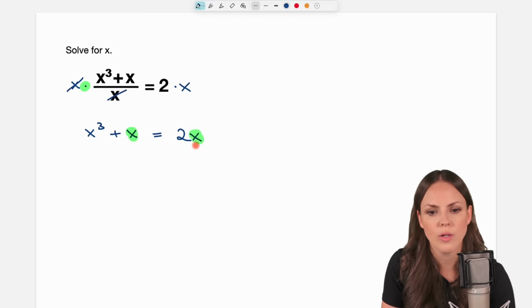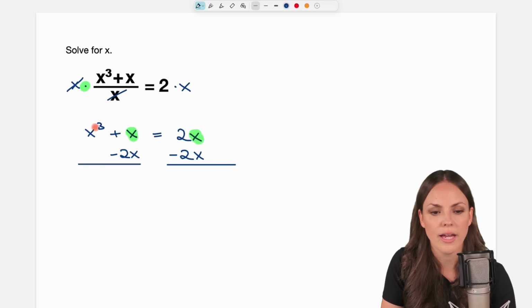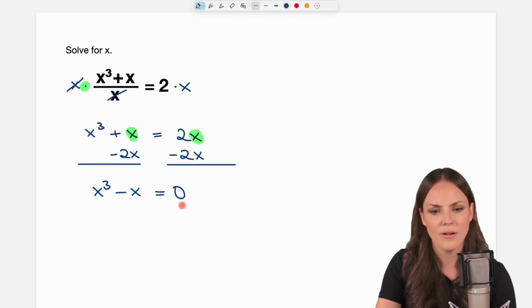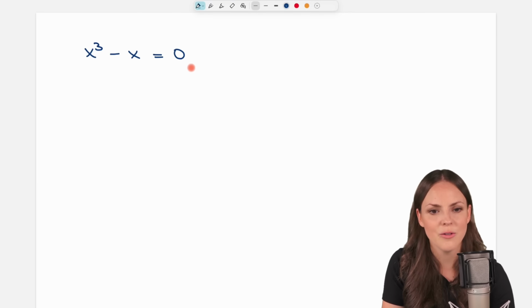So let's take the 2x and bring it to the left side as well by subtracting 2x on both sides of the equation. Here we have x cubed, then 1x minus 2x is minus 1x, and on the other side this cancels out and we get 0. This is how our equation looks now.